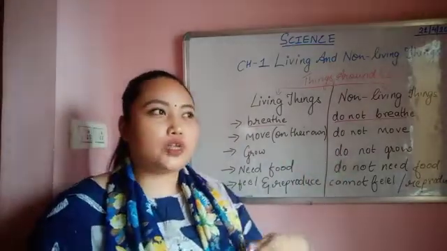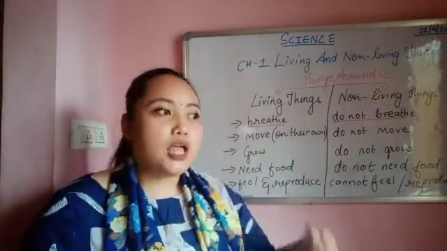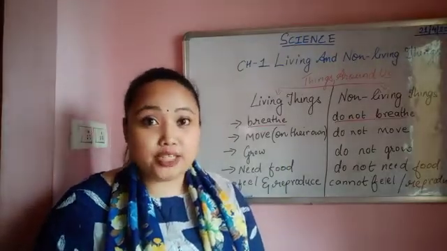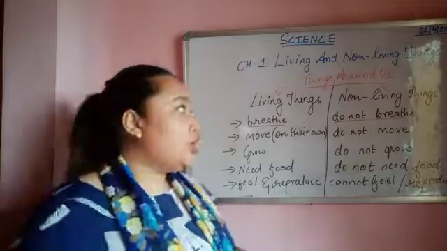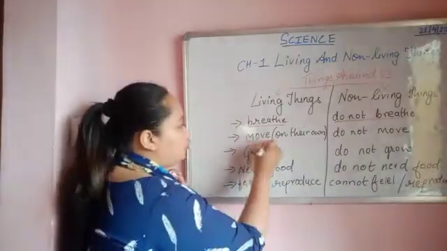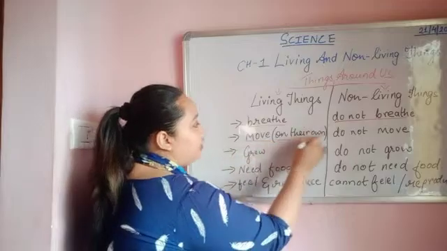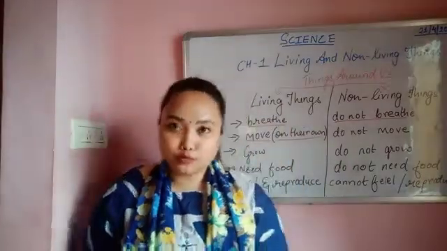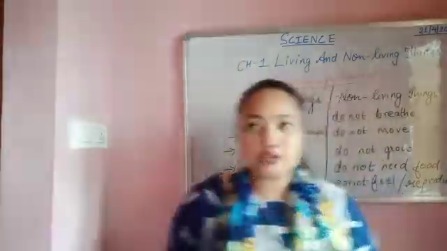Similarly, you can take an example from your own home. A fan can't breathe, right? A table cannot breathe, a chair cannot breathe. So for living things, the next point we come to is move. Living things can move on their own. What does that mean? Suppose if I want to move, I can move from one place to another, from here to here, isn't it?